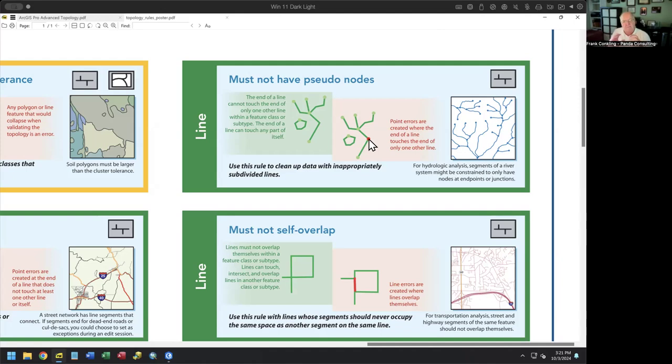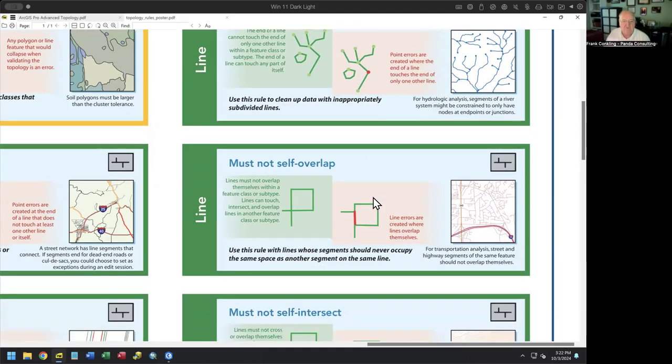So this is basically identifying where you have vertices that cause bends that represent some sort of change in the line. So where you have pseudonodes, where you don't have lines.